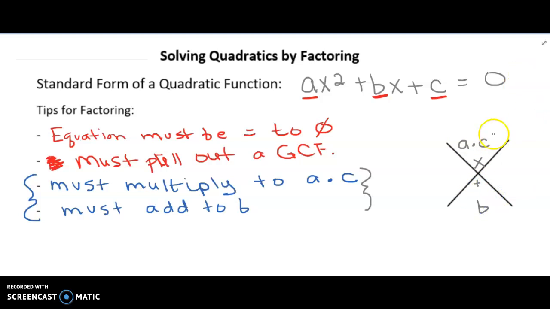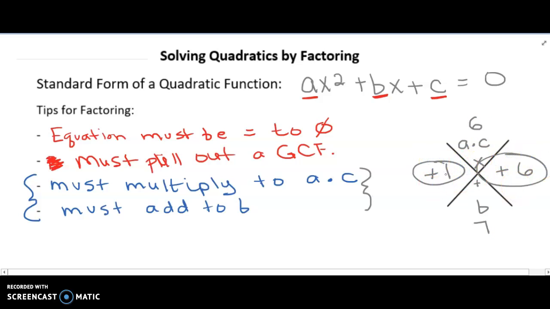Let's say, for example, a times c is 6 and b is 7. You want two numbers that multiply to 6 and add to 7. Those two numbers would be plus 1 and plus 6, because if you multiply 1 and 6, you get 6, and if you add 1 plus 6, you get 7. Hopefully that'll make more sense after we do some examples.